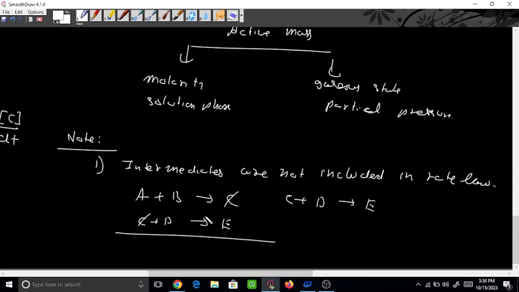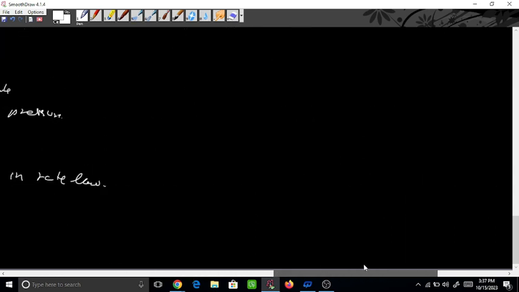Whatever reactions are given to you, just add up all the reactions by equating the stoichiometric coefficients. If it is 2 molar, write 2 molar here, and if species get cancelled out, then that is an intermediate. The intermediate is C, because C is formed here and again C is consumed here. That's why it is getting cancelled out. So the overall reaction will be A plus B plus D gives E. Here we can't see any C, so the overall reaction will determine the rate law, not the individual steps. So intermediates are not included in the rate law.